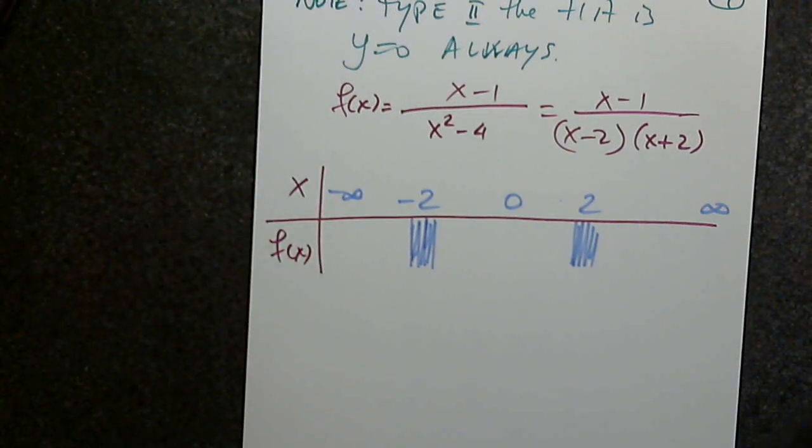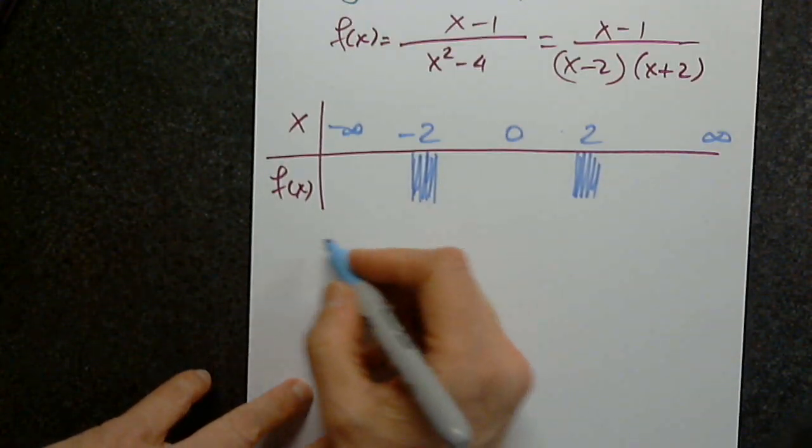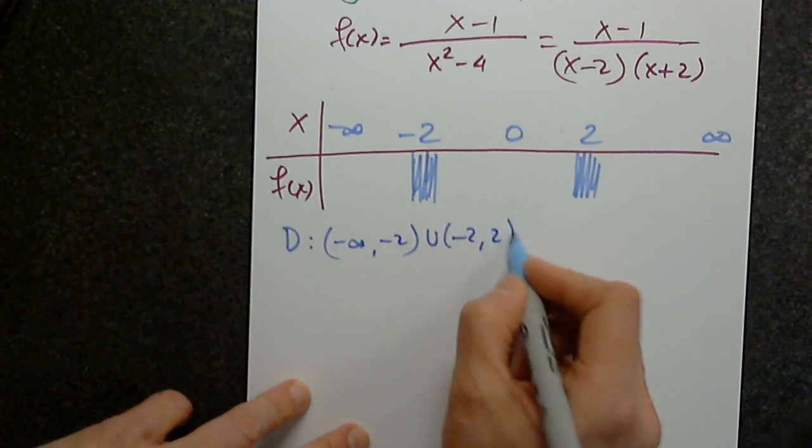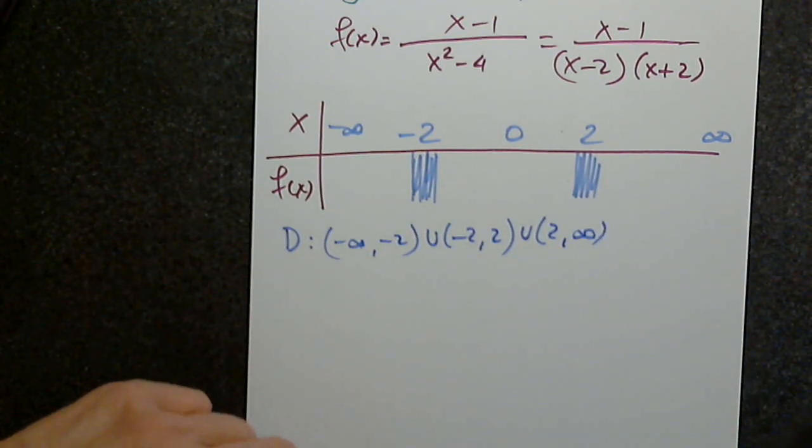But I'm just trying to show you that you can present the graph of this function in 3 minutes or less. You don't have to, though. You take all the time you need. But you can write domain negative infinity to negative 2, union negative 2, 2, union 2 to infinity.